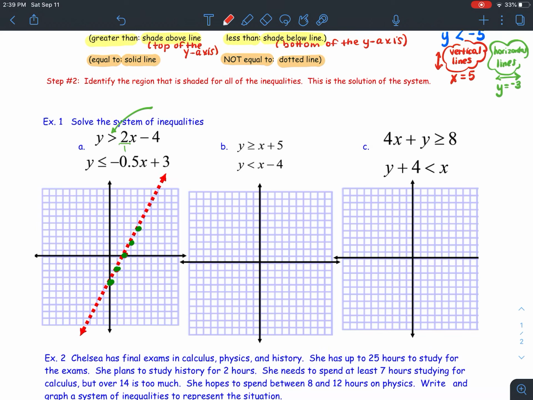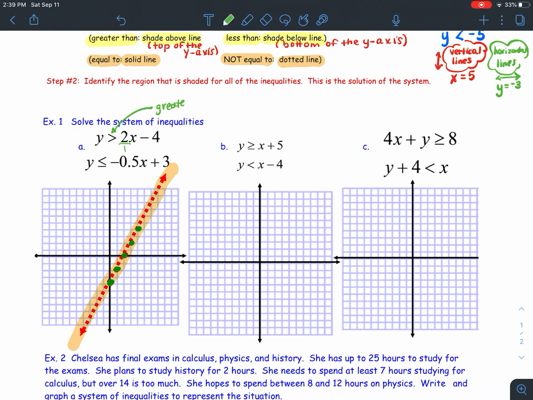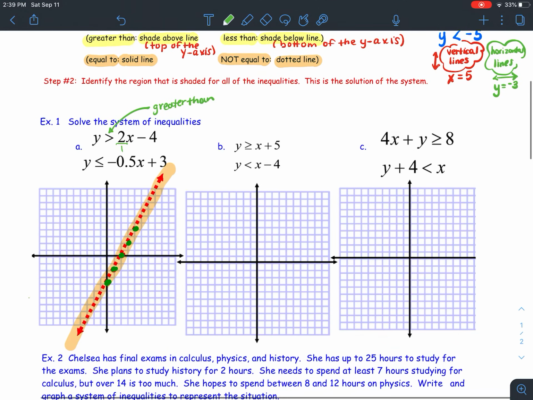So I like to think of it like this. If you were to lay your pencil down directly on the line, which side of that pencil contains, since this is a greater than symbol, we said greater than, right? Which side of the line contains the top part of the y-axis? Well, that would be all of this side here. So you can just take your pencil and use some strokes all going in the same direction to show that that's the side of that line that we are going to shade.